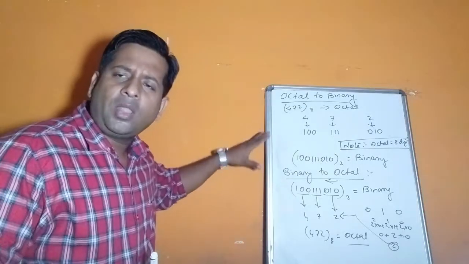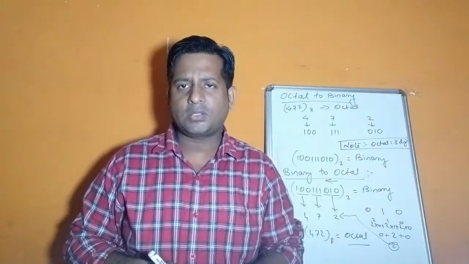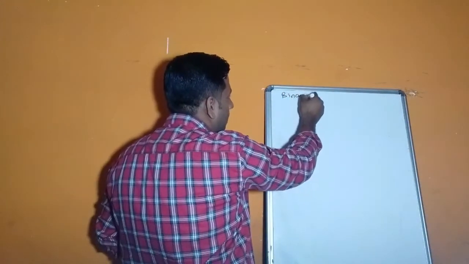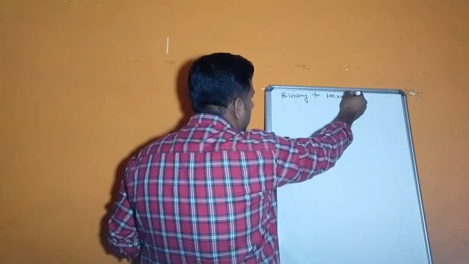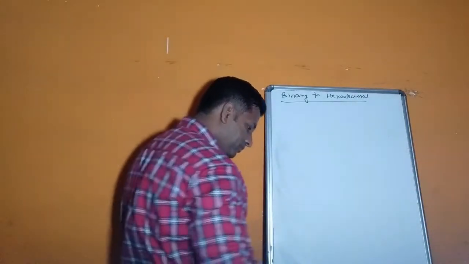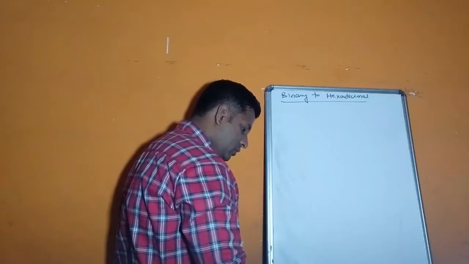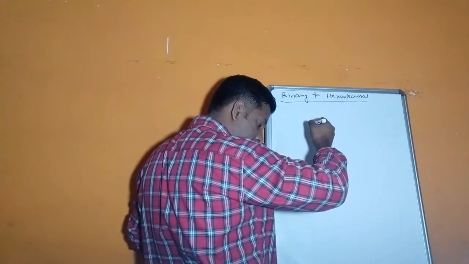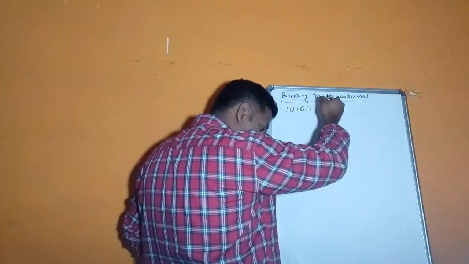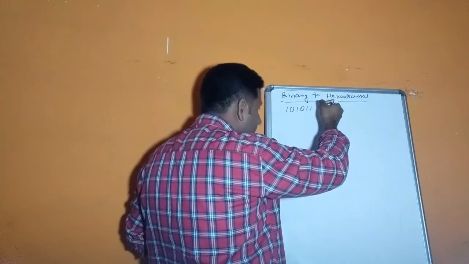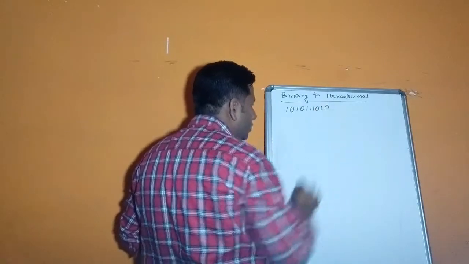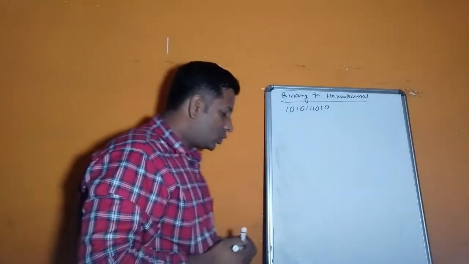Is this clear children? Now let us move to hexadecimal and binary. So see here, binary to hexadecimal. Let us take one number, say 101011010. So this is for hexadecimal.